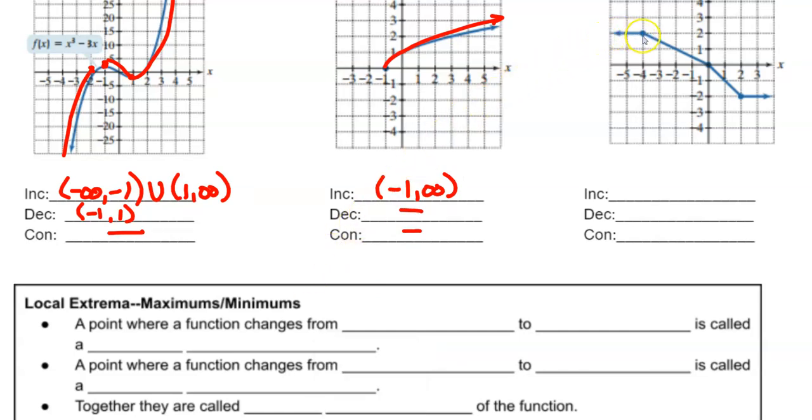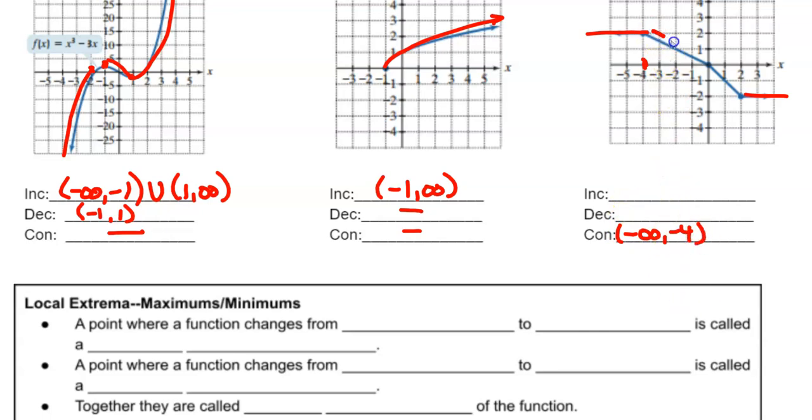Now, this next graph, notice that it's a flat line here. We are constant. It is the same there, okay? So where are we coming from? And the x values were coming from negative infinity, and I stop right here at negative 4. Negative infinity to negative 4 is constant.